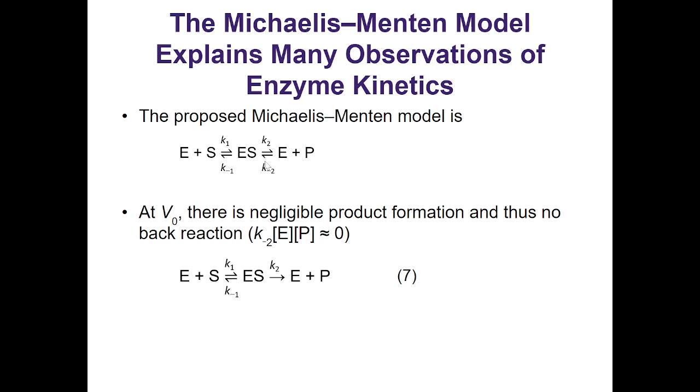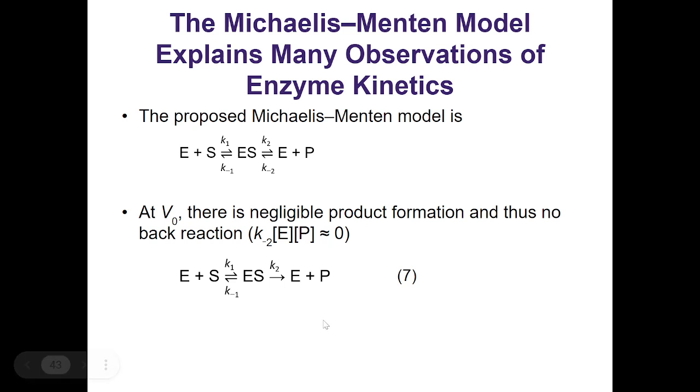Okay? Okay, so at V0, again, that's that zero time velocity, that linear portion of our velocities, right? Where we don't have any product made yet. There's going to be negligible product formation, and so there won't be any back reaction. So when we do the V0s, and this is why all the homeworks and stuff had V0s, this K minus 2 reaction, that rate for that backwards reaction, doesn't exist, okay? It's 0. You don't have any backwards reaction because you have no product.